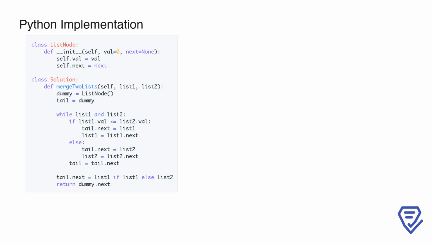While there are nodes in both lists, we always attach the node with the smaller value to our merged list, moving the pointer forward for the list we just took from.